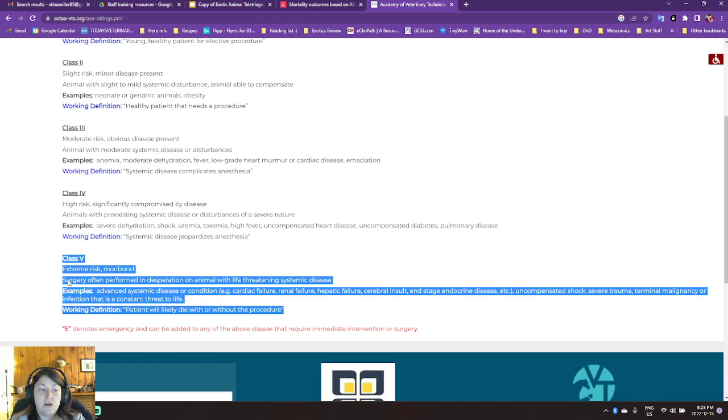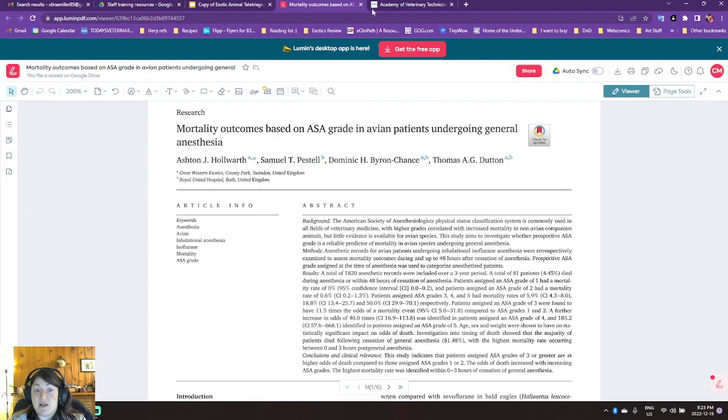These are the most guarded prognoses, where the vet says, like, we can try, but no matter what we do, your patient, your pet's probably unfortunately going to die. So that's just to give you an idea of what these ASA scores are.